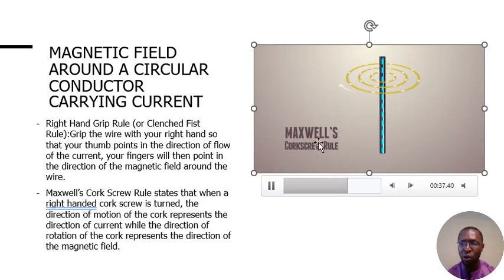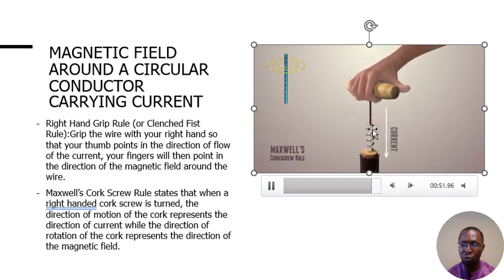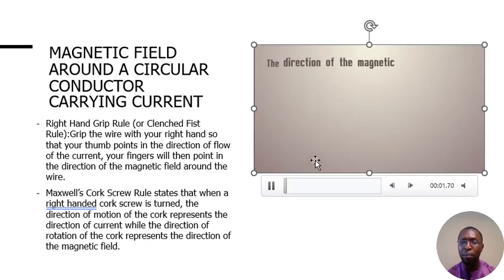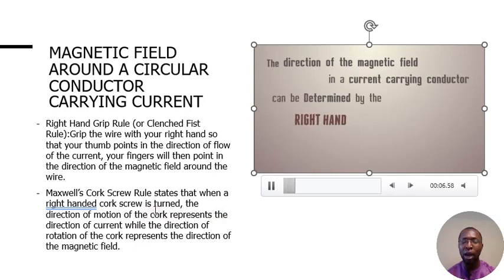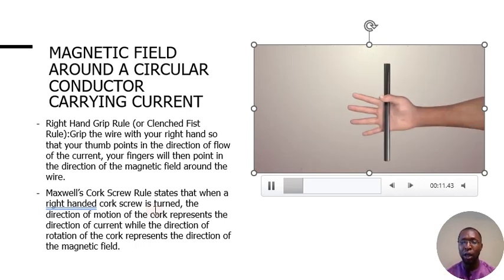The second rule is known as the Maxwell corkscrew rule. You know what a corkscrew is, and we use it to open drinks. Now in this rule, he's saying that when you get a corkscrew, as shown in this video, the direction of the corkscrew tells us the direction of the current, and then the rotation of the corkscrew shows us the direction of the magnetic field. So these are the two rules that guide the direction of magnetic field and also the direction of the flow of current in an electromagnetic field.